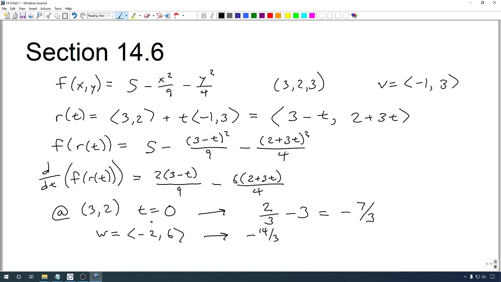So here w is the same direction. I just multiplied v by 2. That doesn't change the direction. And I end up multiplying the derivative that I got from this process by 2 as well.